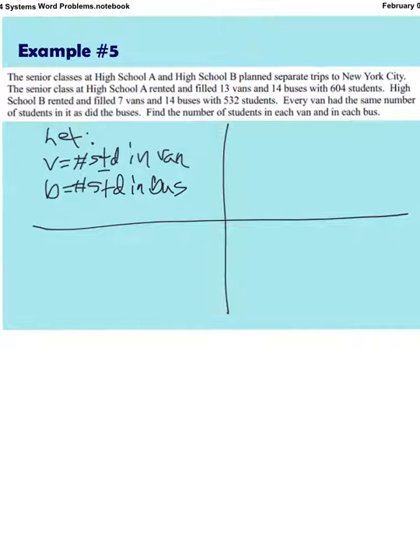So then we need to set up an equation to solve. So if you think about it, we know some totals here. We know that high school A had 604 students go. Some were in vans and some were in buses. We know we had 13 vans and 14 buses.